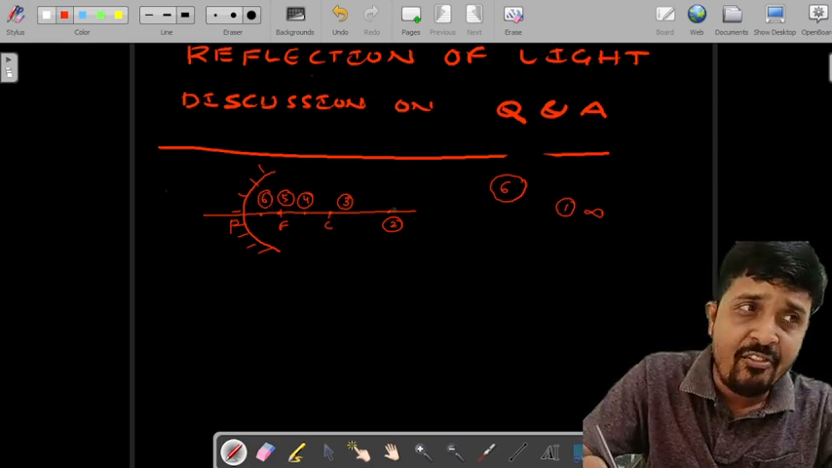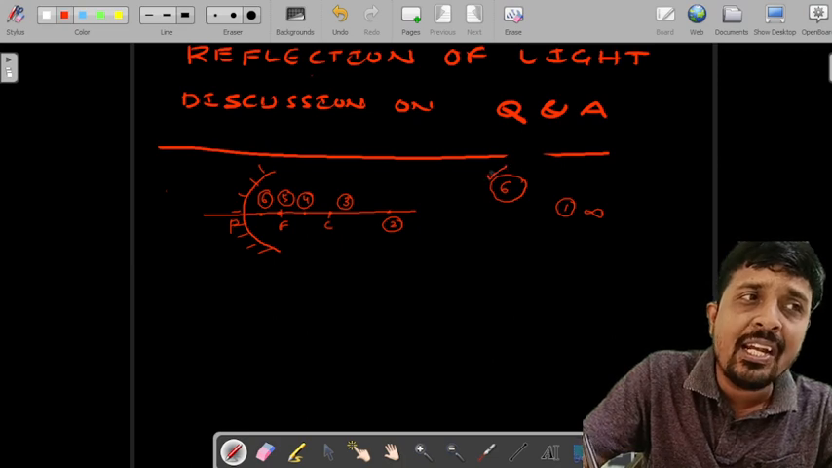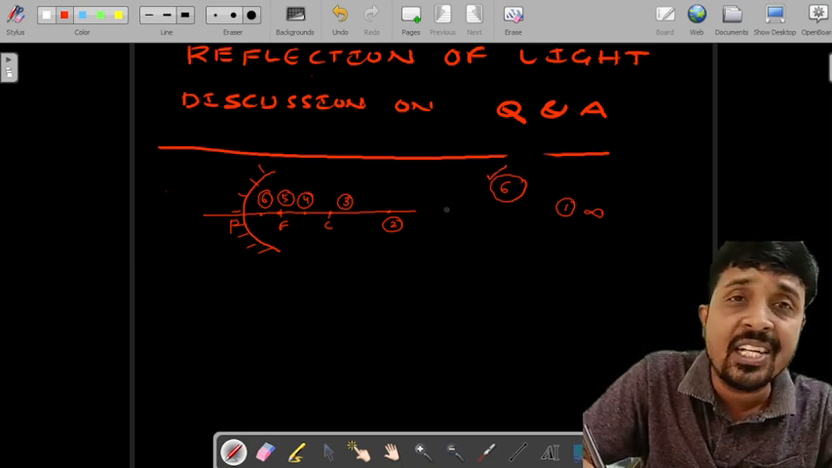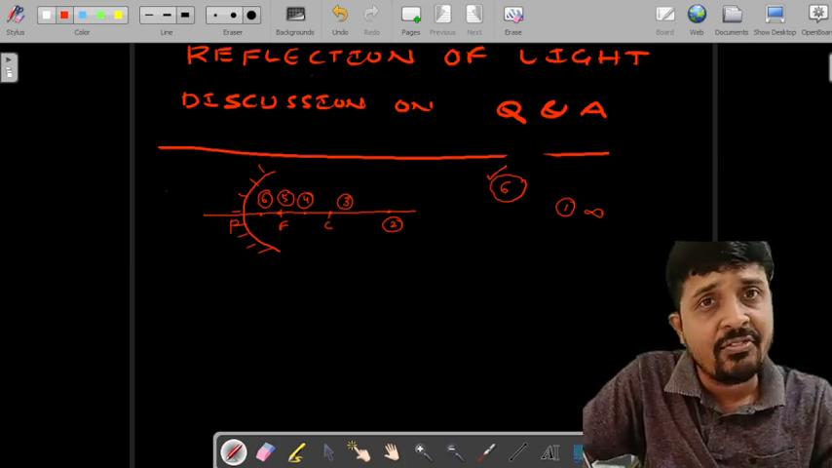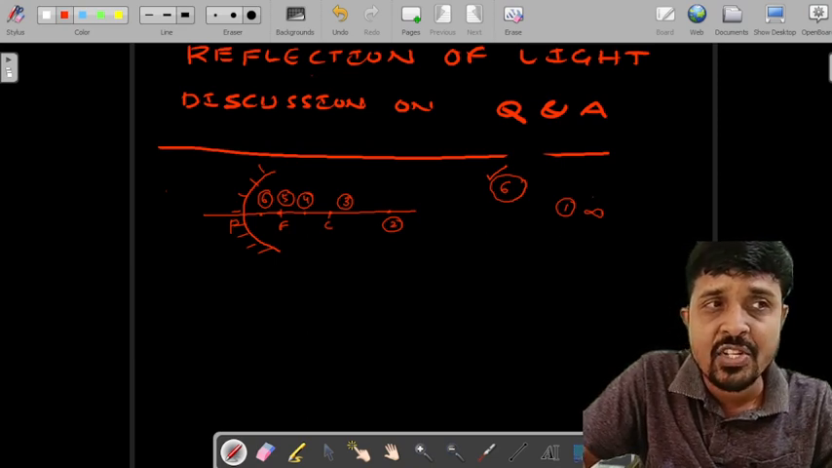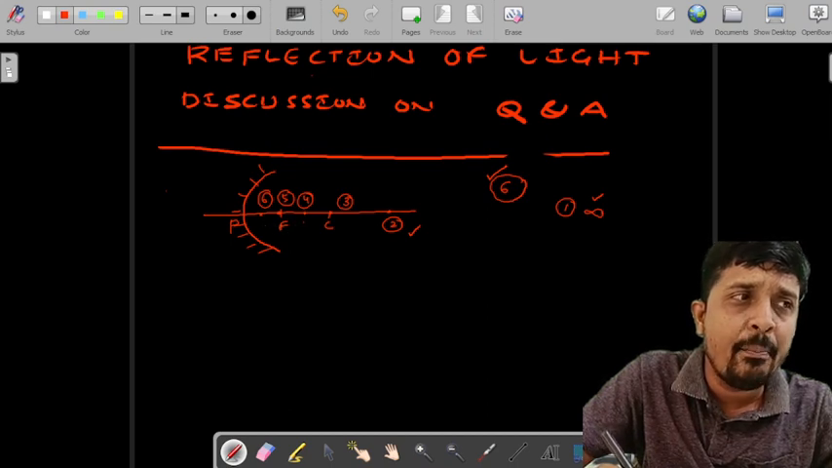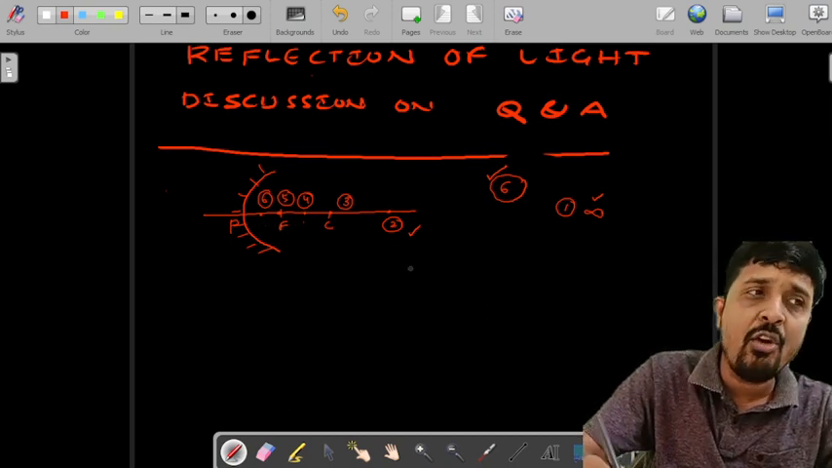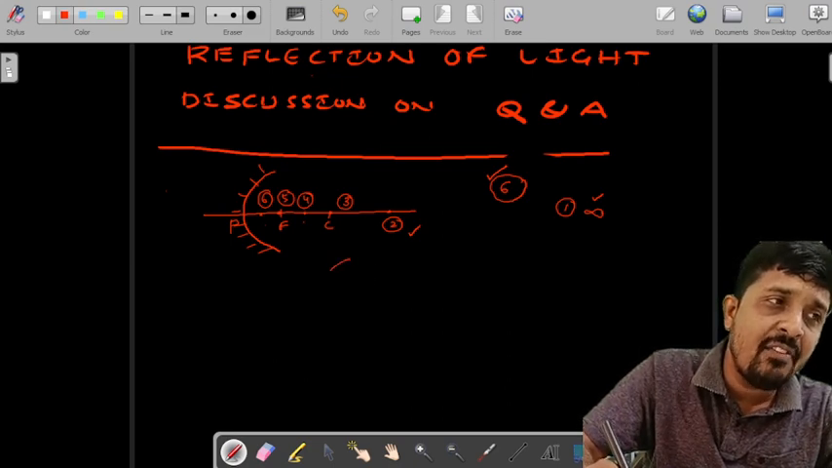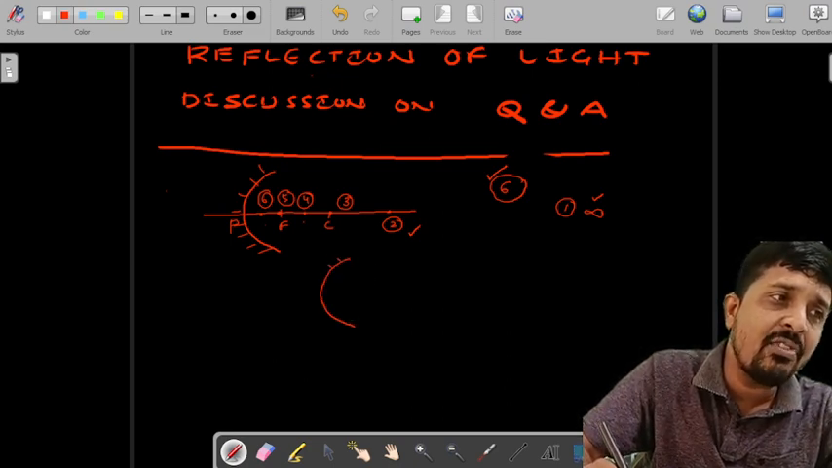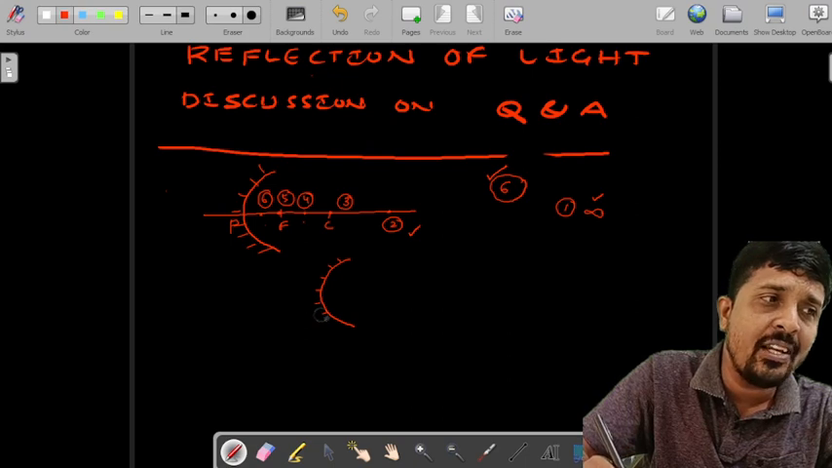That means for a concave mirror, how many conditions are there for placing the object? 6. What are they? At infinity, beyond C, on C, between F and C, on F, between P and F. So now we will discuss one by one. The first one is what happens when we place the object at infinity.